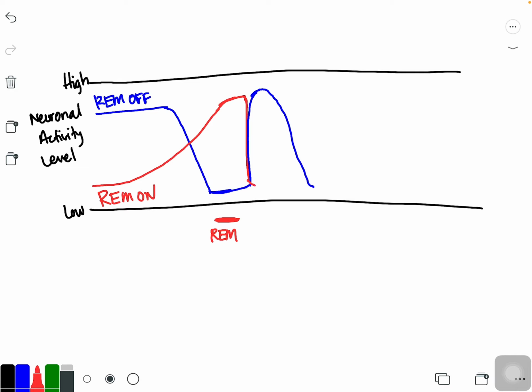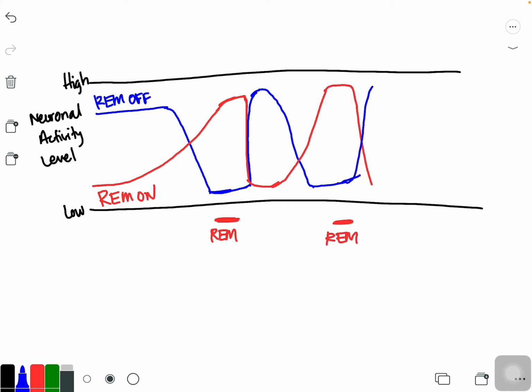And then the REM-on cells are going to go, okay, well, it's my turn now. So we're going to see the REM-on cells become activated again, and then, of course, they're going to weaken. But as they're activated, we experience REM. Then they're going to, of course, get tired, and here we see the REM-off cells are going to be able to take over.